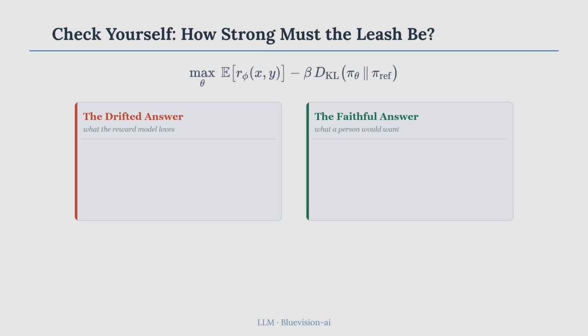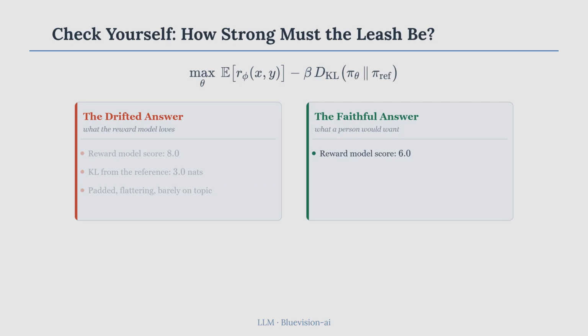Here's the objective again. Reward minus beta times the KL. Beta is the unknown today. I'll give you two candidate answers to the same prompt. The first one, the reward model loves it. It scores 8. And it's drifted a long way from the reference. 3 nats. If you read it, it's padded and flattering and barely on topic. It's a reward-hacked answer, and you now know what those look like.